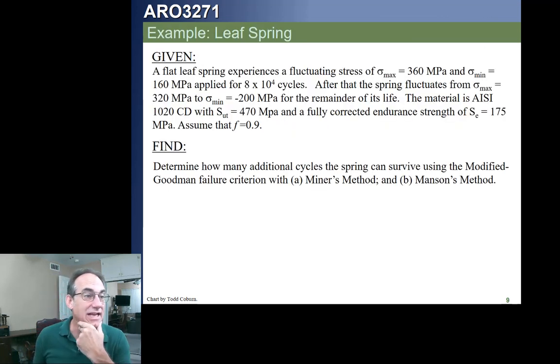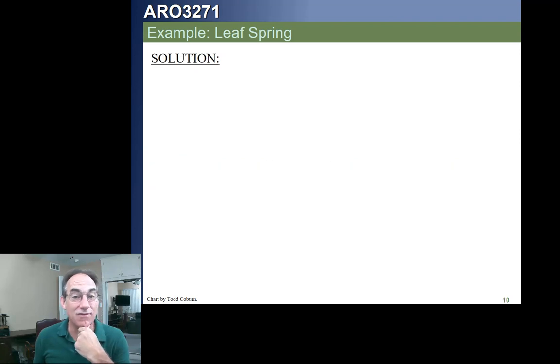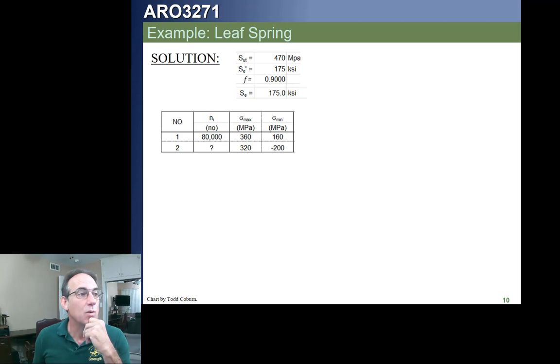Let's say we have a simple example, and we want to evaluate it. Here's how it works. We first get our FTU and calculate our S sub E prime. We get our F, or our stress fraction, and we calculate our pristine endurance limit. We turn that pristine endurance limit into an actual endurance limit by applying Marin factors. Once we have that, we tabulate how many cycles of each and what the stress levels are.